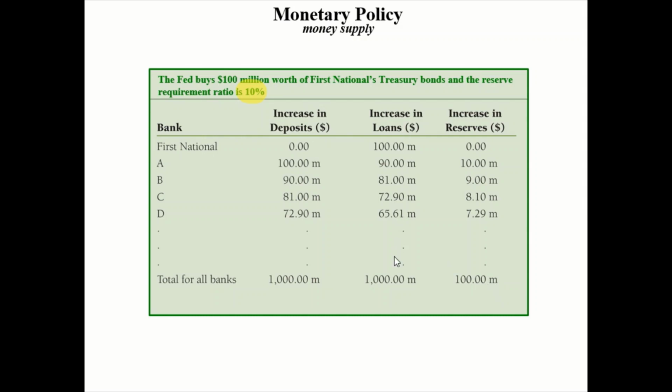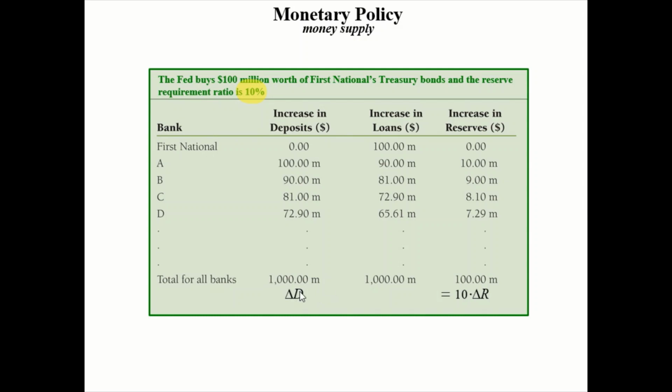When we sum this column here, it'll add up to $100 million. And this column here will add up to 1,000 million or 1 billion. Okay? So this total here is the change in reserves after all this bank lending, all this lending money into existence occurs. The change in reserves is 100 million. Notice that is the amount of the $100 million open market purchase that the Fed did up here, right?